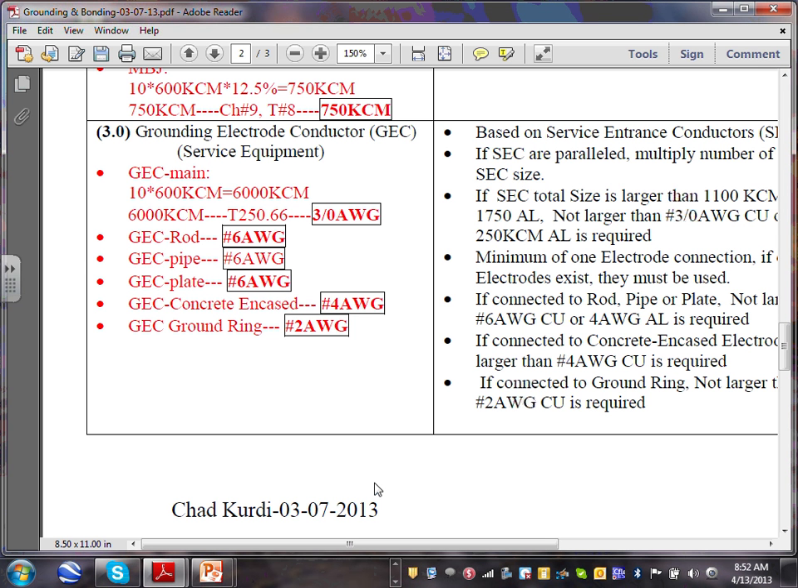There are ground rings that people use, 500 kcm around the building, on engineered projects. So what you're seeing is the minimum. Any comment about the grounding electrode conductor and the main bonding jumper and the grounded conductor at the service? Make sense? No? Yes? And the red stuff is, like I said, an example. I thought I'd just throw that one in there.